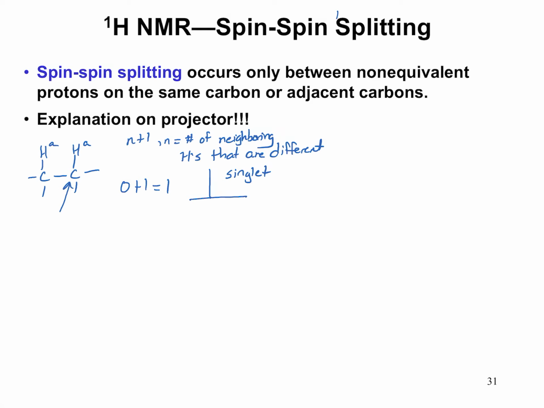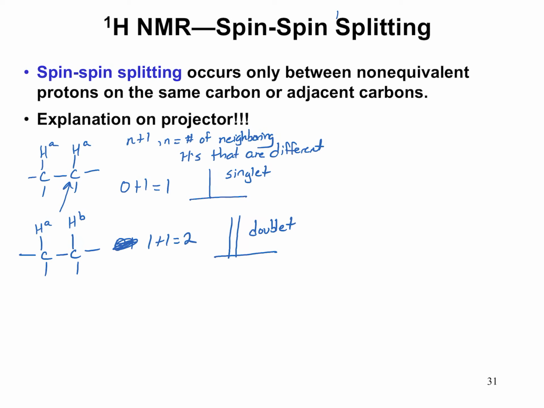All right, so let's change it up a little bit. Again, hypothetical here. Let's say we have HA here, and now the neighboring hydrogen is different. Now let's say it's HB. If we're trying to figure out what HA looks like, it's 1 because n equals 1. 1 is the neighboring hydrogen that is different. So it's 1 plus 1, this equals 2. In this case, we're going to see two lines, same height here. This is what we call a doublet.